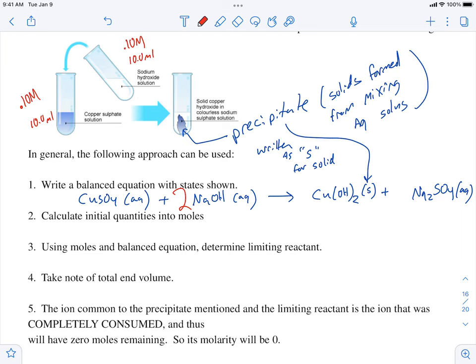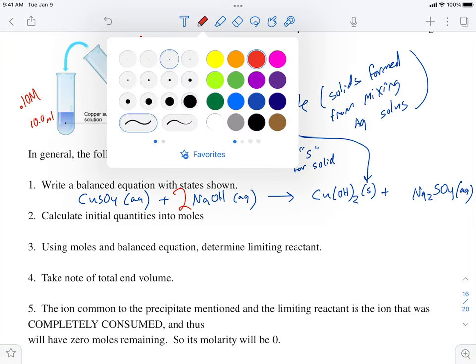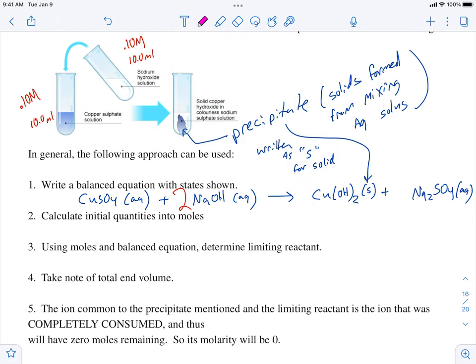So if I want to calculate the initial quantities of copper sulfate and sodium hydroxide, I need to know how to do that. I was given a molarity, I was given a volume. How do you find the moles if you know the volume and the molarity? Well, what did we just do? I need to multiply my molarity by my volume. I need to be in liters, though.